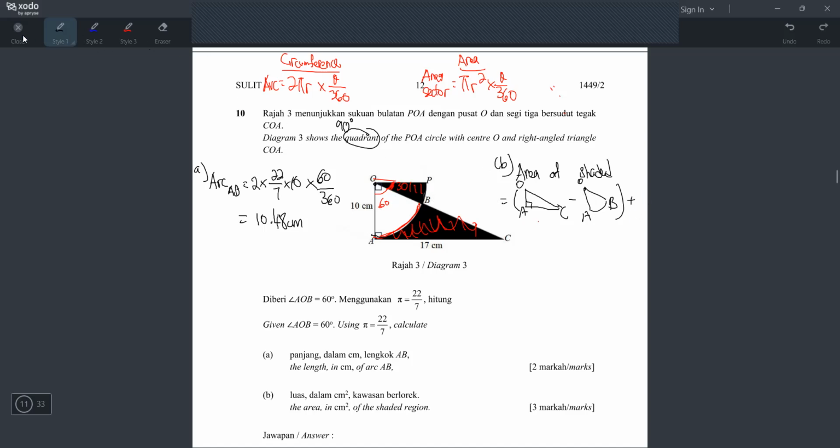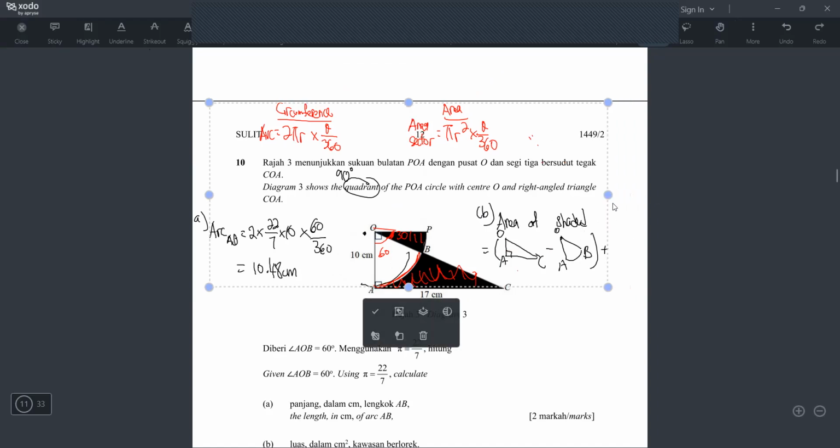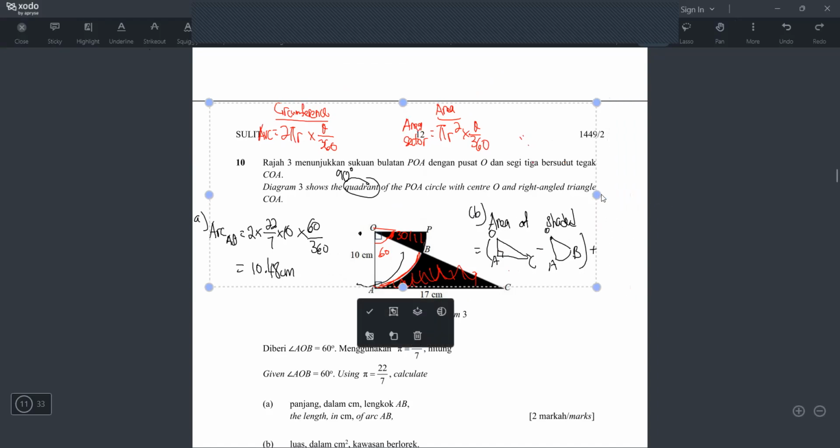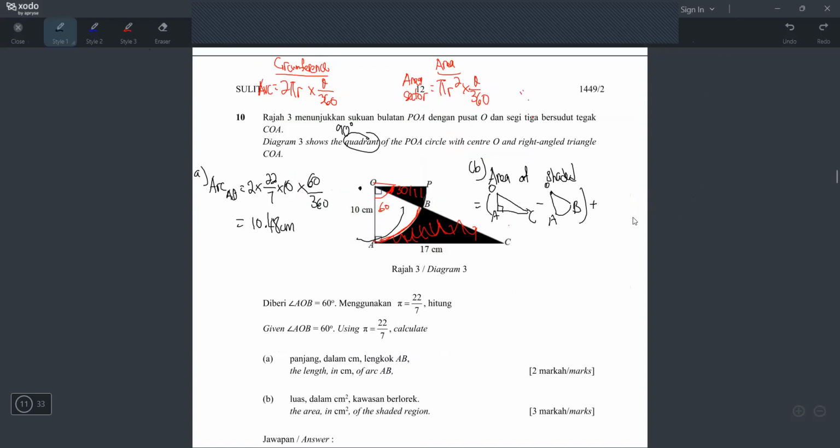Okay, not enough space. What to do? Okay, okay. Sudah cukup tepat. So now I will plus with the area of sector OPB. So this is my plan now.